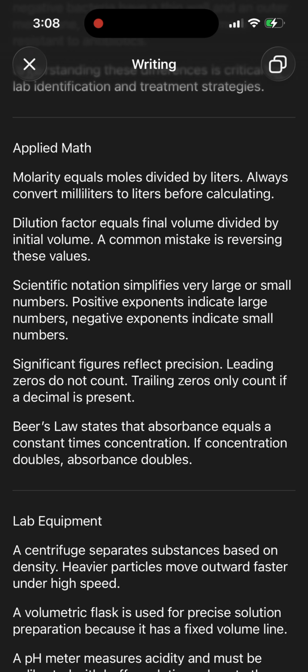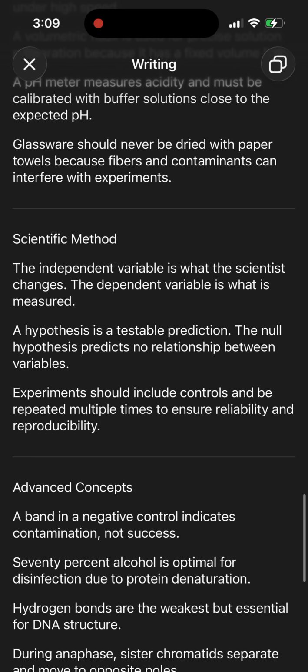Lab equipment. A centrifuge separates substances based on density. Heavier particles move outward faster under high speed. A volumetric flask is used for precise solution preparation because it has a fixed volume line. A pH meter measures acidity and must be calibrated with buffer solutions close to the expected pH. Glassware should never be dried with paper towels because fibers and contaminants can interfere with experiments.